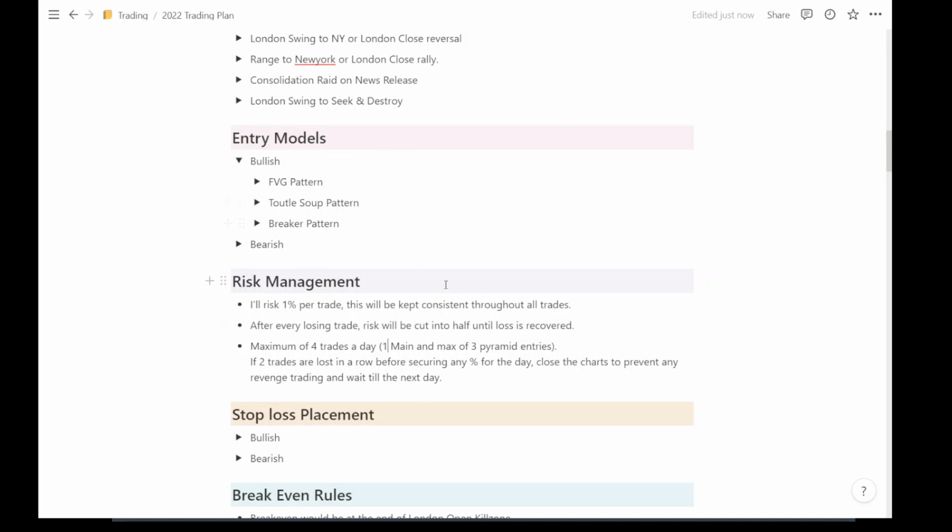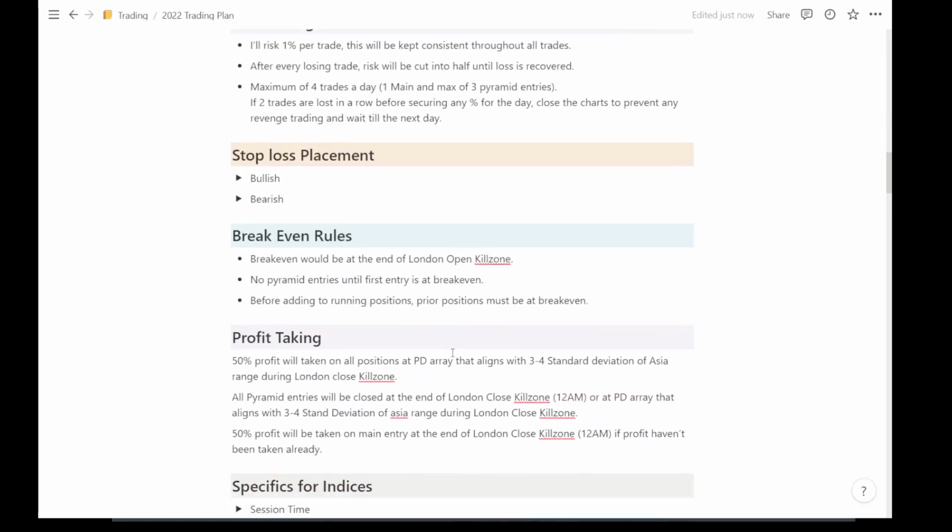I'm going to explain all of this on the chart, of course. One main trade and 3 pyramid entries for that day. All pyramid entries will be closed at the end of the day. The main trade, I'm going to hold it. Maybe I might take 50% profits, which I've explained here. I'm going to take 50% profits on all positions at the PDR rate that aligns with 3 to 4 standard deviation of the Asia range. I'm going to explain this on the chart, so don't worry.